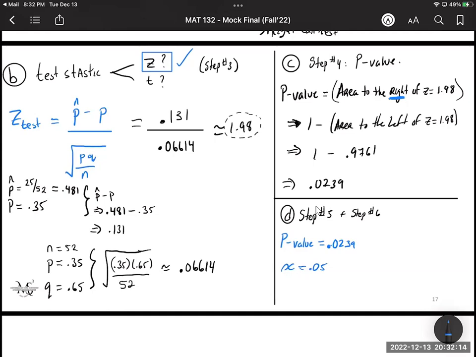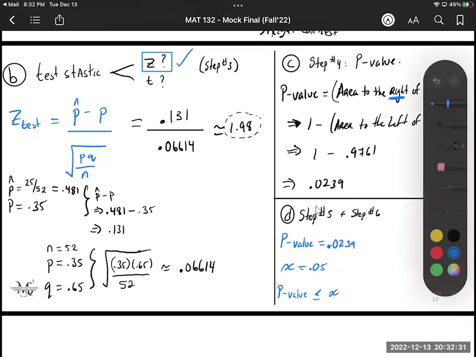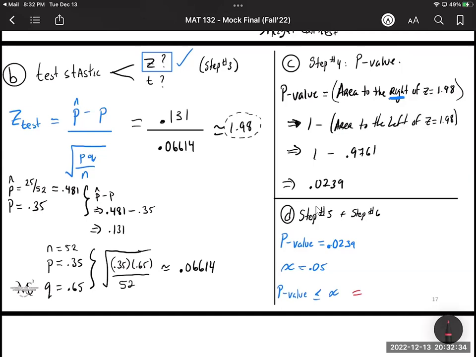So look at your p-value. Is it less than or greater than alpha? It's less than, right? So p-value is less than or equal to alpha. Because this is true, then what do we do? Do we reject the null or fail to reject the null? Reject. You say that you reject the null hypothesis.